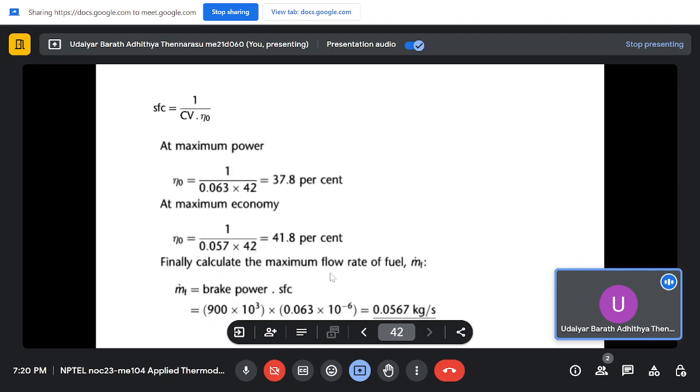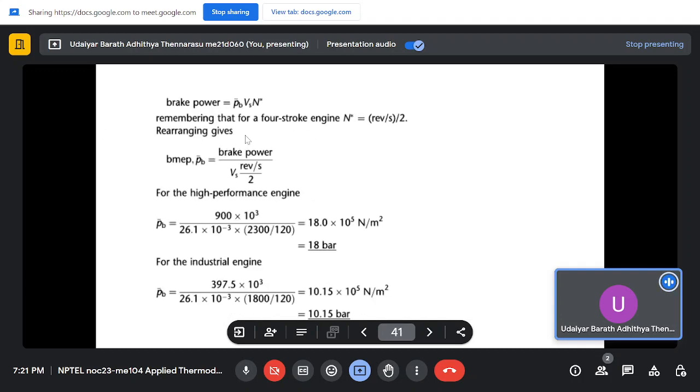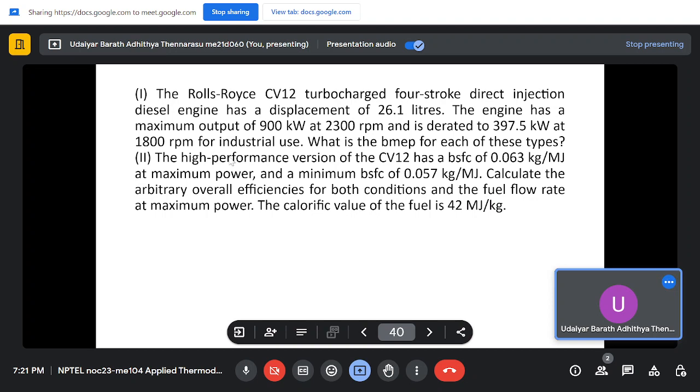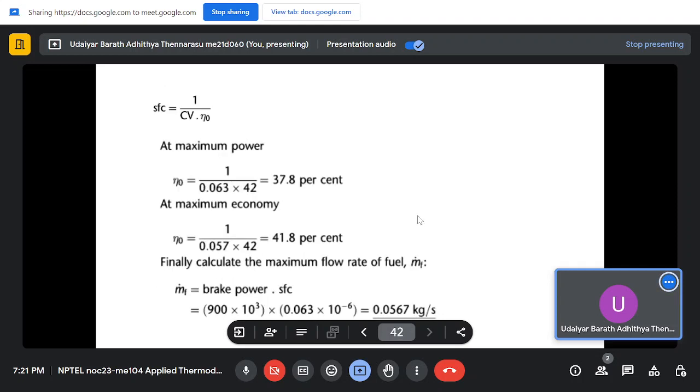So moving on to the next question, we know the brake specific fuel consumption is 1 by overall efficiency into calorific value. So at maximum power, the brake specific fuel consumption is 0.063 and calorific value is 42. So at maximum power, the overall efficiency will be 1 by 0.063 into 42. So it will give me 37.8%.